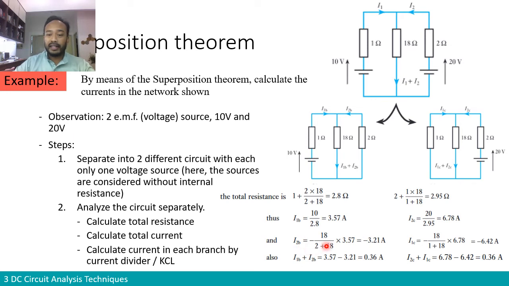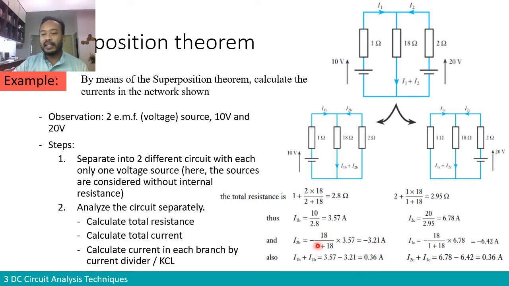So here the current divider is basically the 3.57 amps of current from I1B separated into the 2 ohm and 18 ohm. If you want to know I2B, it is the 18 ohm divided by the sum of 2 plus 18 ohm. You'll get minus 3.21 amps.